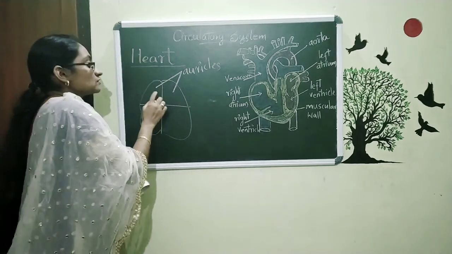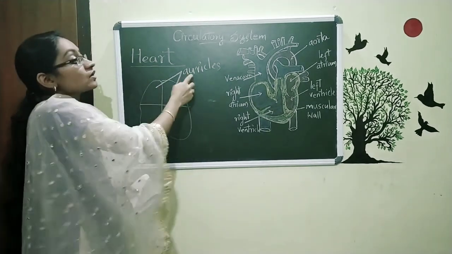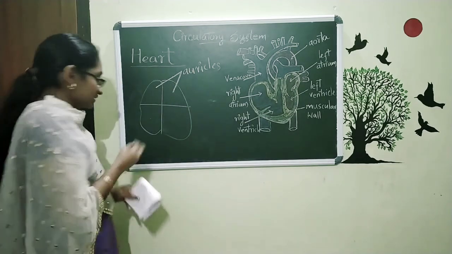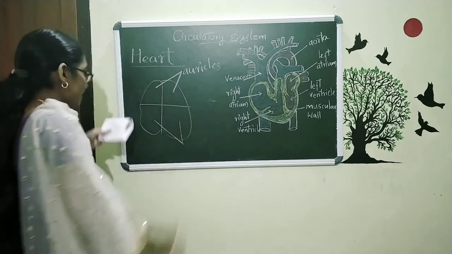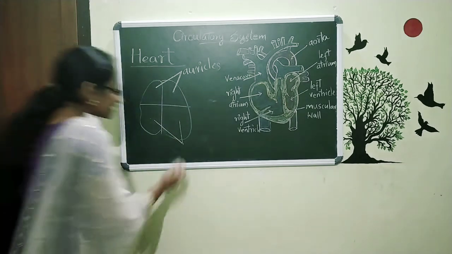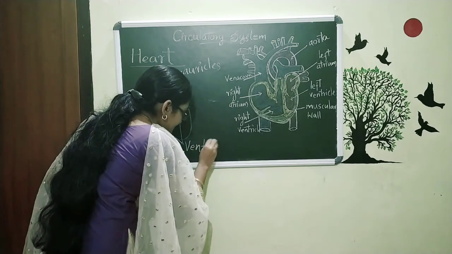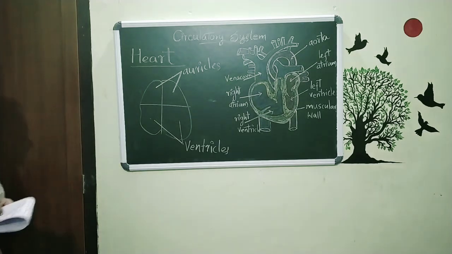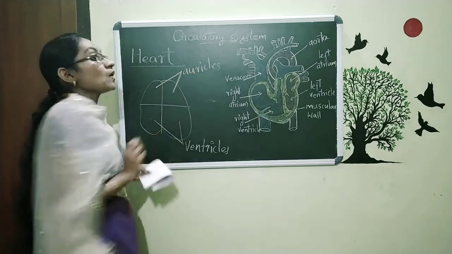Auricles. That means these two chambers together are called auricles, and for one we will call another name, I will tell. And these two chambers together we call ventricles. These two chambers are together called ventricles. And here we together call these two auricles.